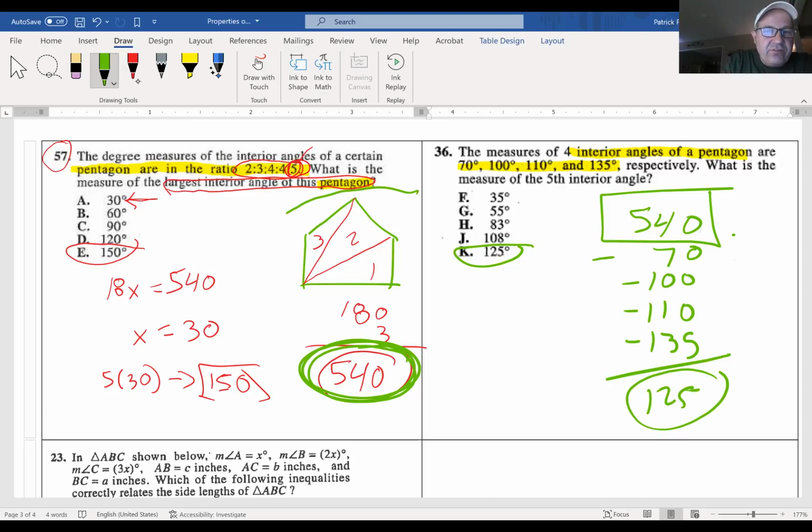But just draw yourself a pentagon. Penta means 5. Break it up into triangles. There's a formula too. It's n minus 2 times 180, but a lot of times you can't remember that formula. So don't try. Just draw yourself a picture and figure it out.